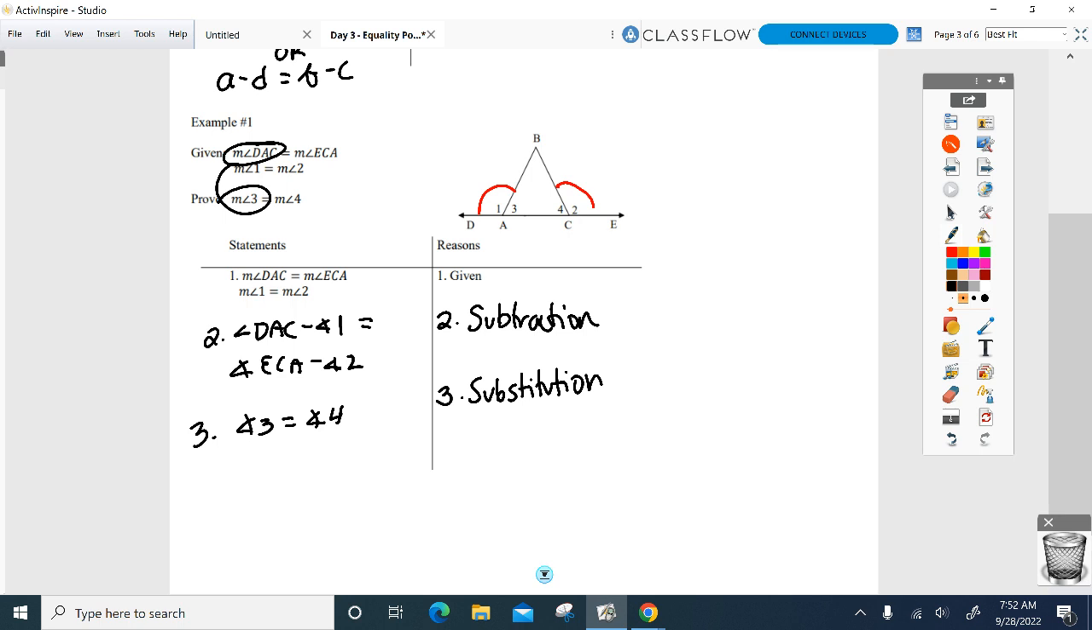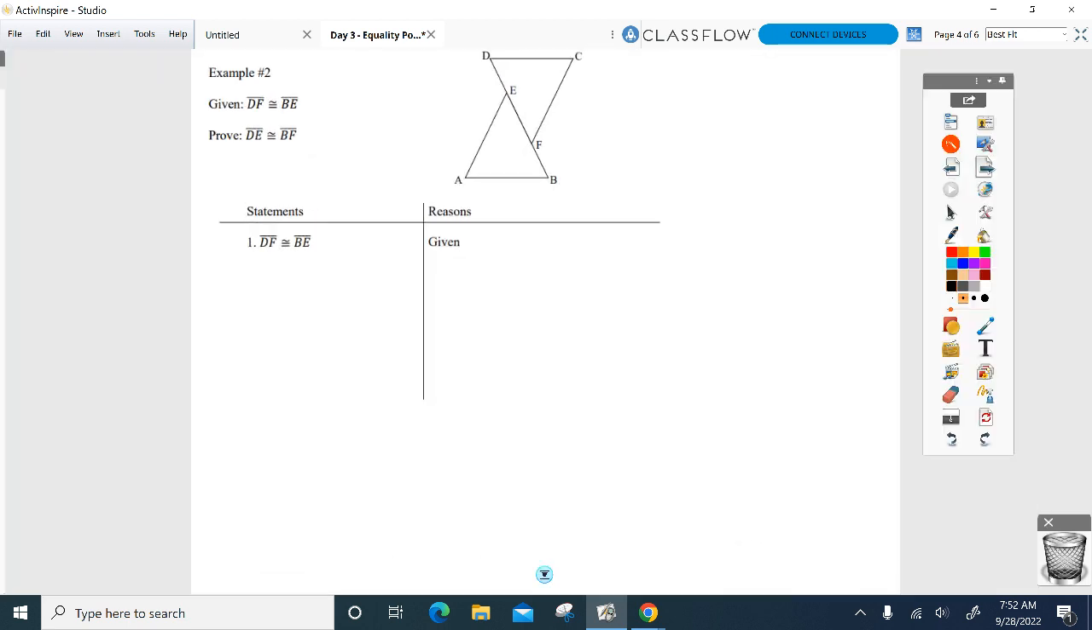So the toughest thing you have to do is decide: am I getting bigger or smaller? Because on homework tonight, I did sneak in an addition proof, FYI. So from the givens to the proof, are my angles or segments getting bigger or smaller? Any questions? All right, let's do another one. A little less information.